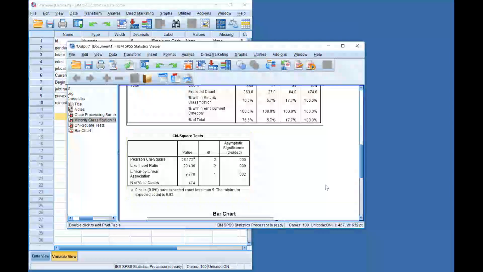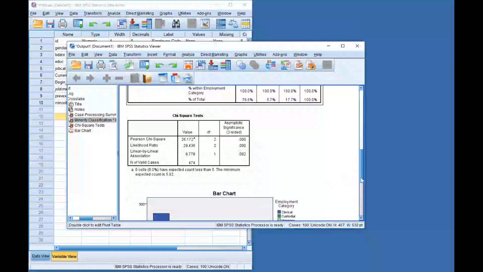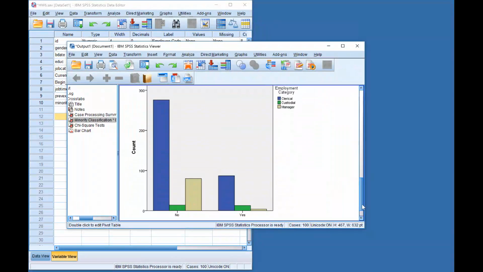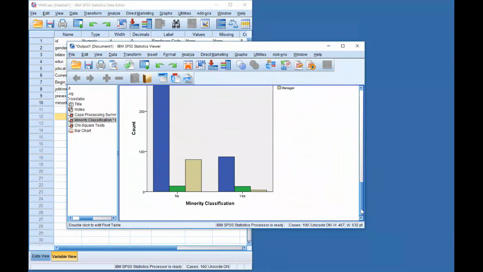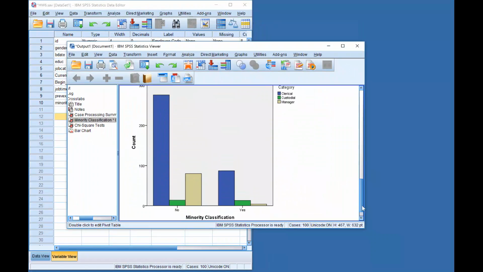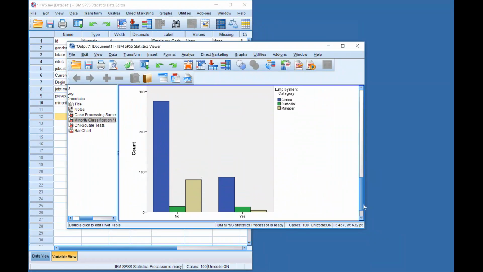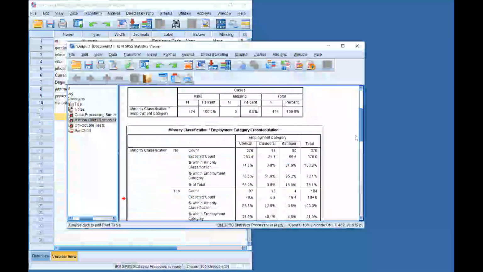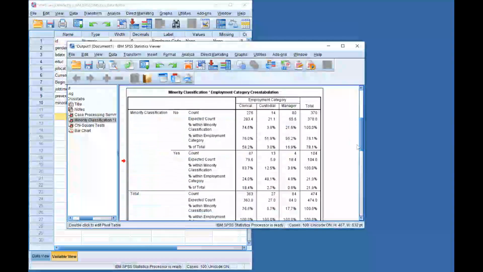And furthermore, here's our bar chart, which shows the different clerical, custodial, and managerial employment categories for minorities and non-minorities. So we can see all the different measurements there. So we're going to say theoretically there is a strong relationship between the two variables. These are all nominal levels of measurement.